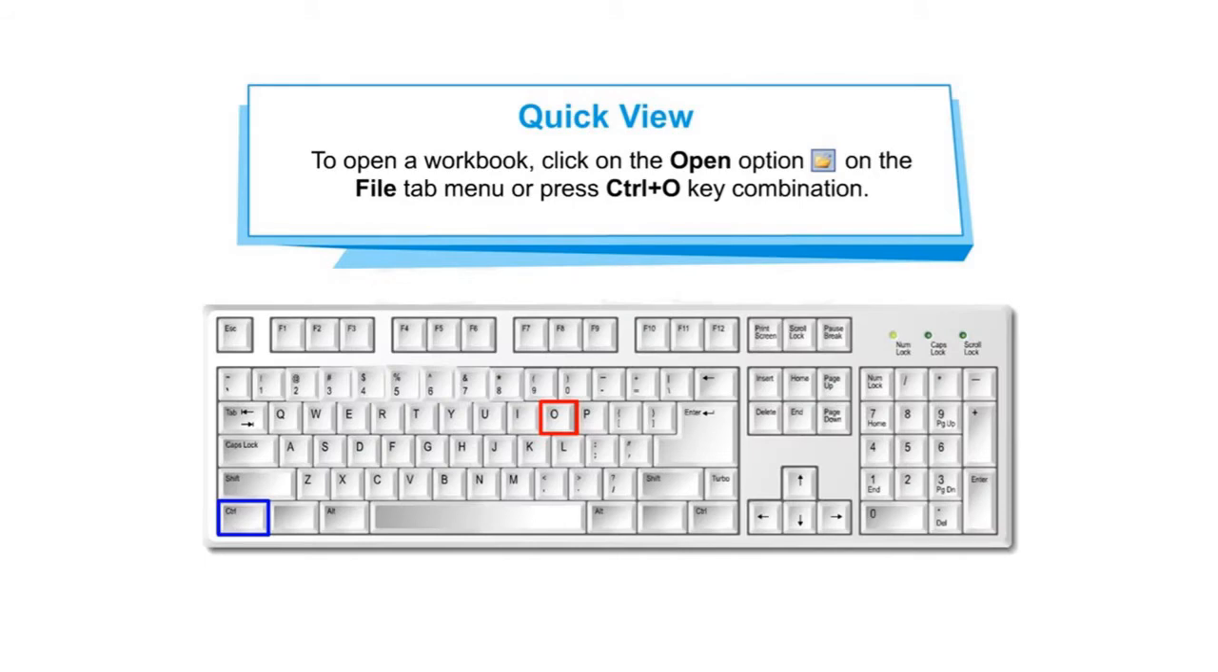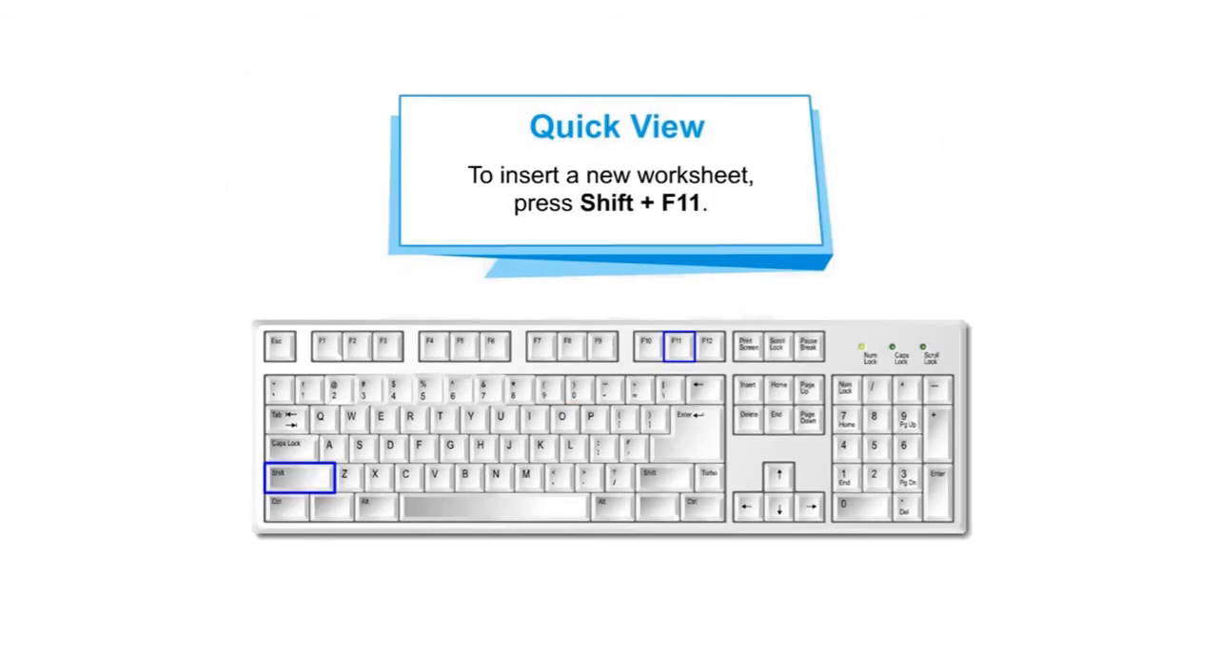Children, let's have a quick view. To open a workbook, click on the Open option on the File tab menu or press Ctrl+O key combination from the keyboard. To insert a new worksheet, you can press Shift+F11 key.